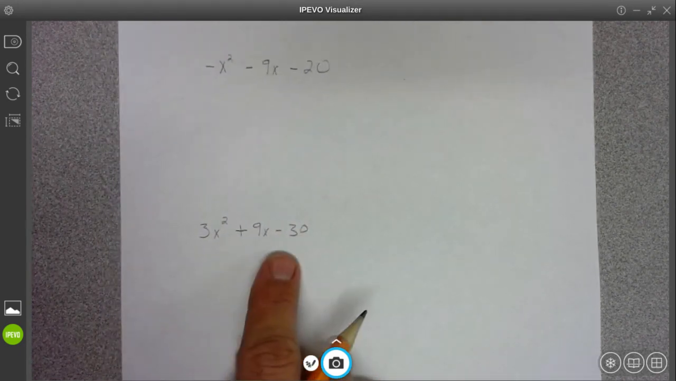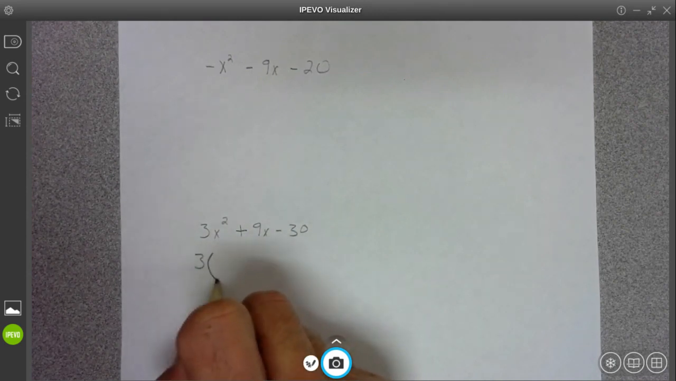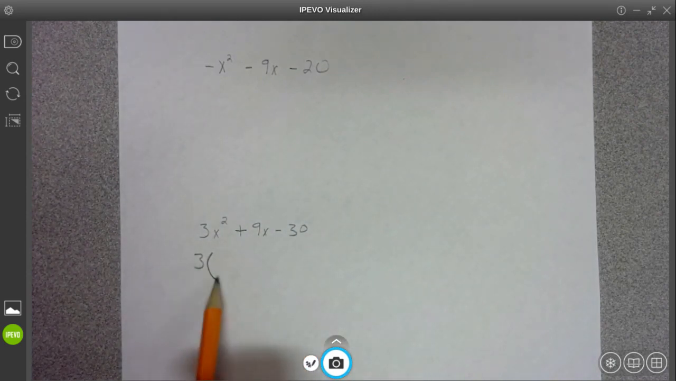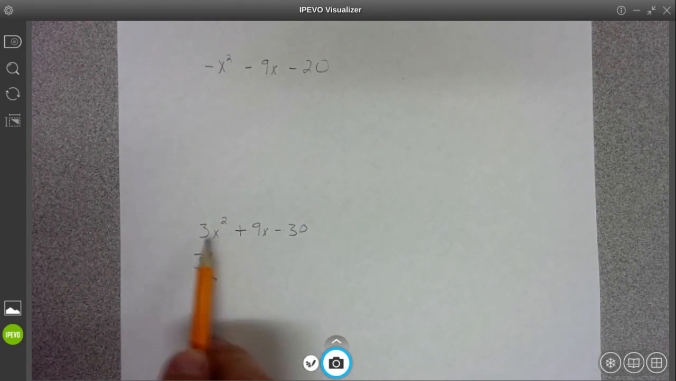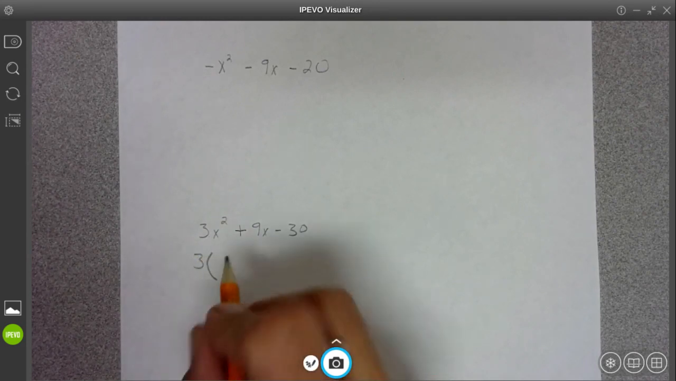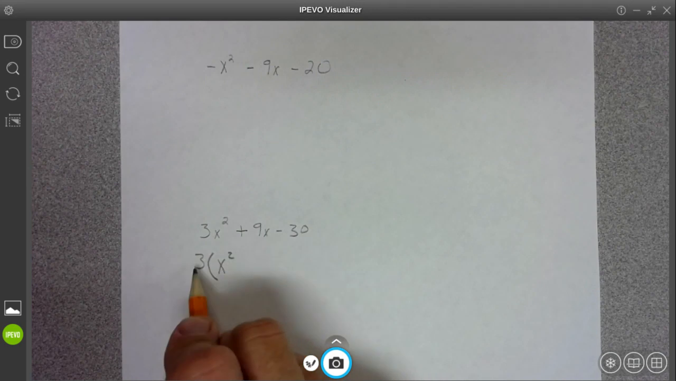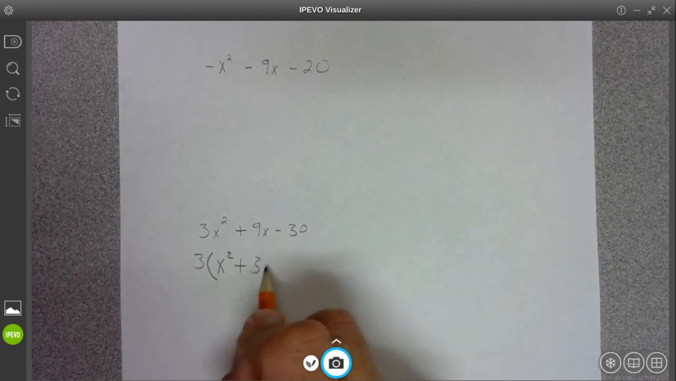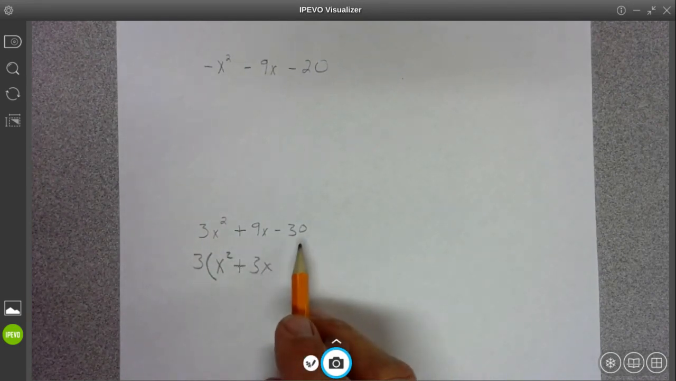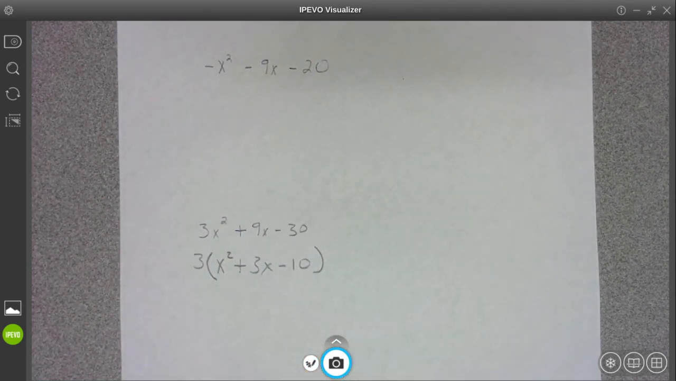Because they all have a 3, I'm going to factor out the GCF. I'm going to factor out a 3. So if I put a 3 on the outside of the parentheses, I'm going to take a 3 away from all of these, so divide them by 3. 3x squared divided by 3 is just x squared. 9x divided by 3 is 3x. And 30 divided by 3 is 10. So minus 10.